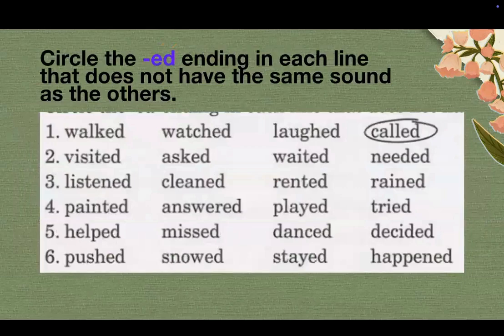Next one, the third exercise. Circle the ed ending in each line that does not have the same sound as the others. So we have the 6 lines here. However, the first line is already done. We can see that in the first line we have 3 words: watched, loud, and cold. So in the word cold, the ed ending is pronounced as d. However, the rest of the words have the ed ending pronounced as t. So the word cold is different from the others.